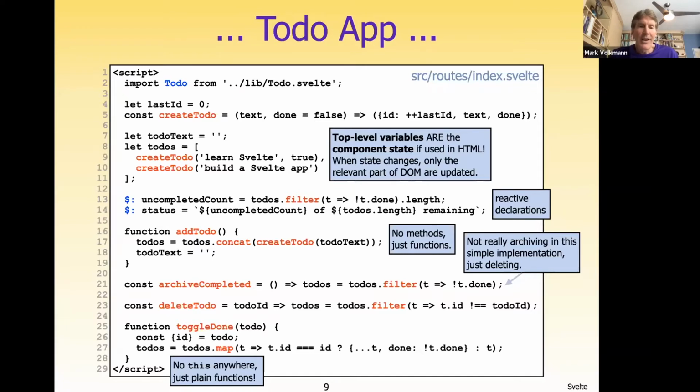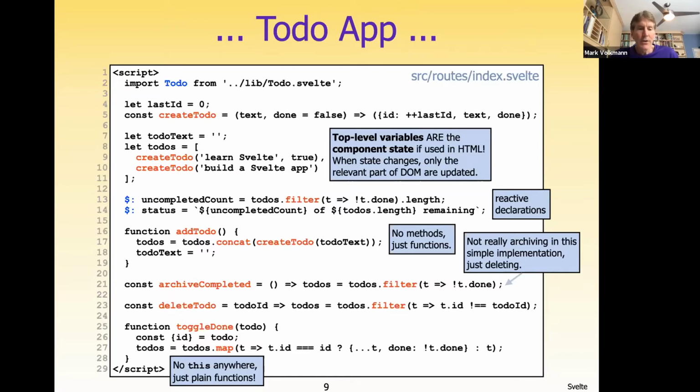Archive completed, well, in a fancier implementation, I would be persisting these out to a database. But in this simple version, really what I'm doing is saying, I only want to keep the to-dos that are not done. So I do that filter and assign back to the array of to-dos. If I want to delete a specific to-do, I will be passed the ID of the one to delete. And then once again, I'm going to filter my array of to-dos, and I'm saying here that I want to keep all the ones that are not the one I'm trying to delete. And then finally, toggle done, I'm passed a to-do object and I want to toggle its state.